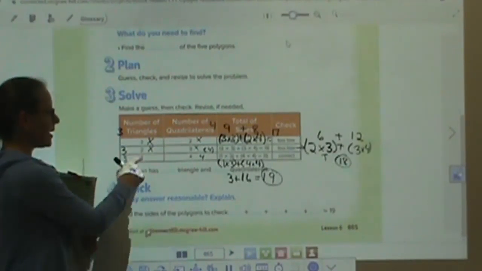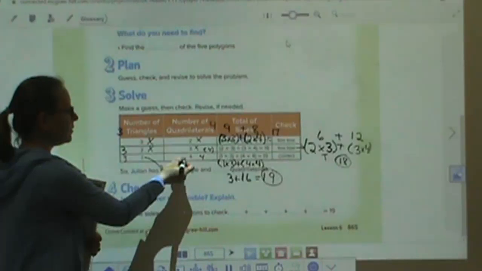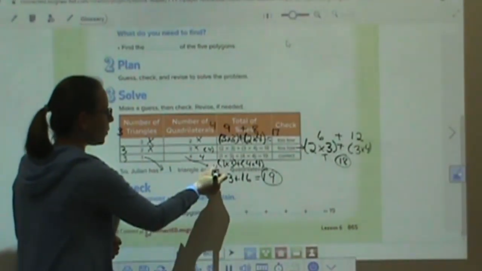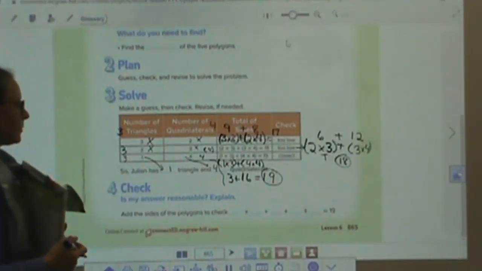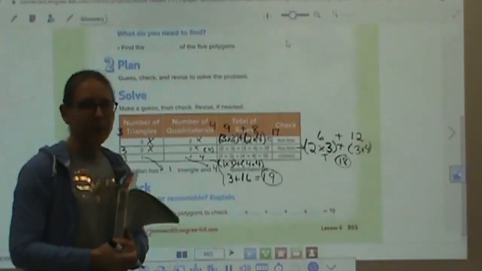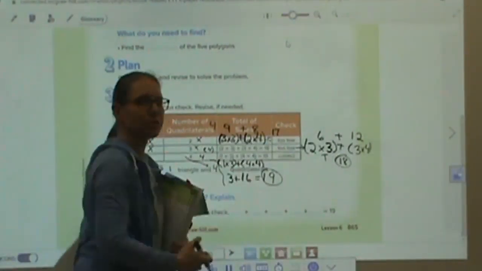So Julian has, what does she have? She has 1 triangle and 4 quadrilaterals. Now there was a lot of work that was involved in that problem to guess and check, but you have to keep trying until you get the correct answer.